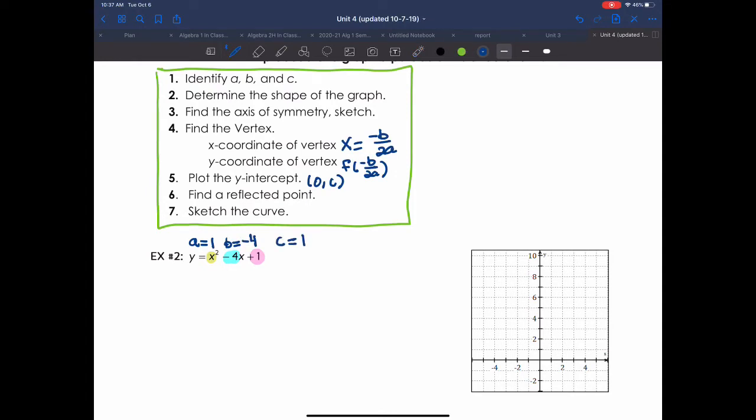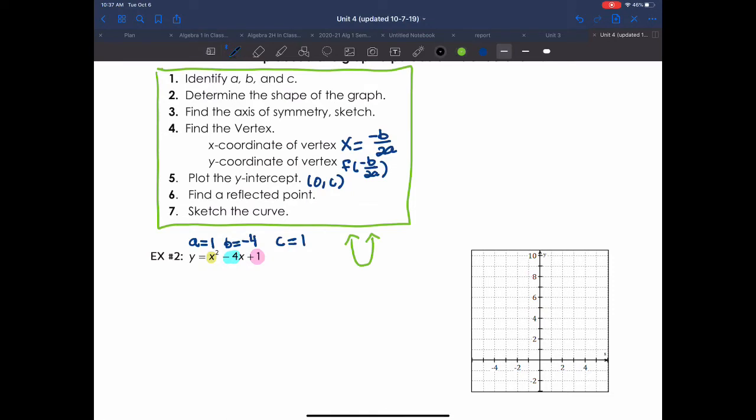So now that I figured out what a, b, and c are, I can move on to step number 2. Now, step number 2: is this graph going to face upward or downward? Well, since my a value is positive, that tells me that my graph is going to be facing upward. This is a regular looking parabola because a is a positive number, so my graph is going to face up. And I'm just going to draw that off to the side here, just so I remember my graph is facing upward. The third step is to find the axis of symmetry.